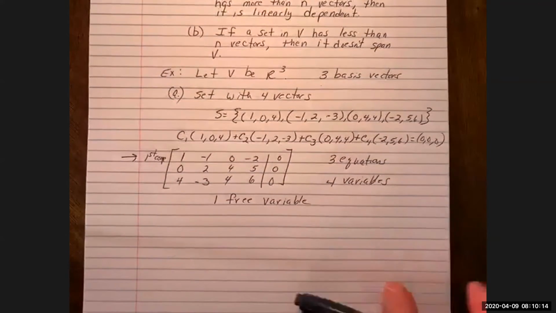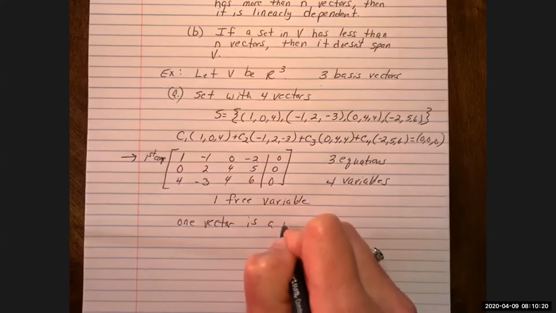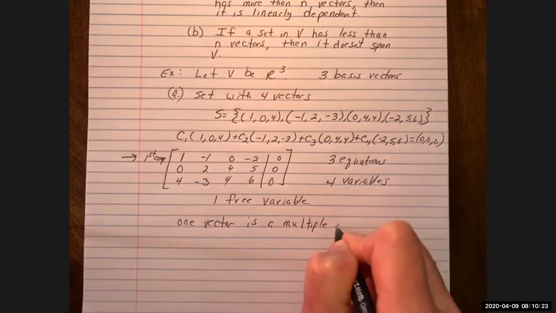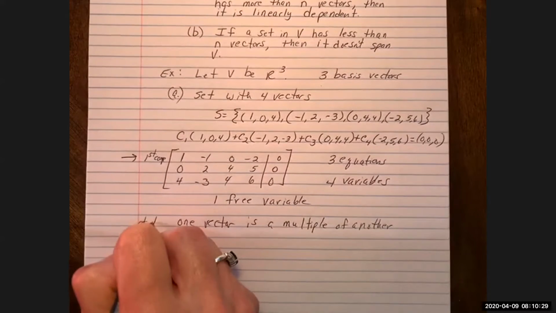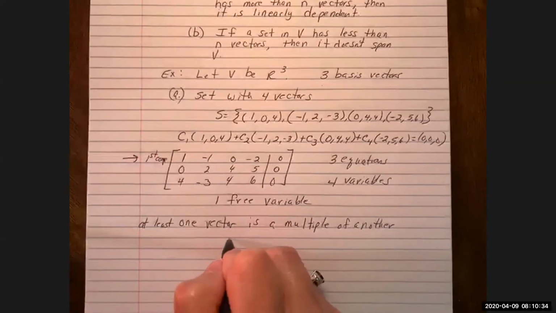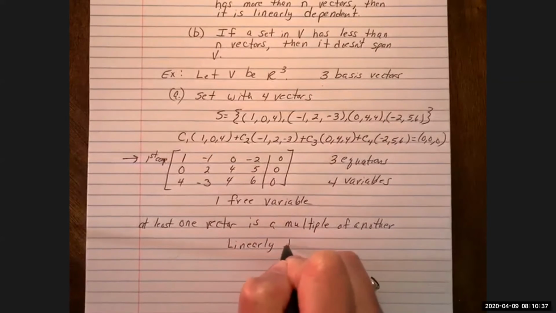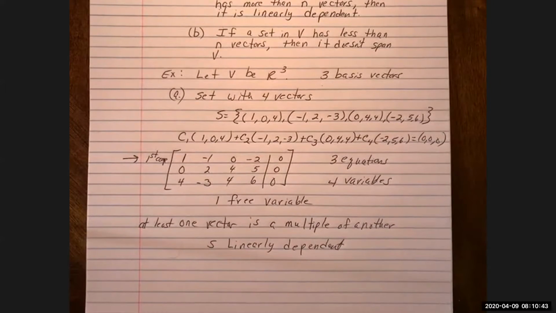And if I have one free variable, that means one vector is a multiple of something else. I should say at least, because it could be more than one, but at least one vector is a multiple of another, which makes it linearly dependent. So if you have an extra vector, there's just too much there to work with. Something's going to be a multiple of another vector in the set.